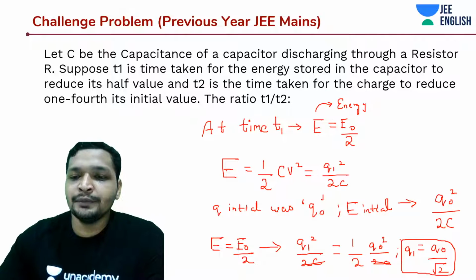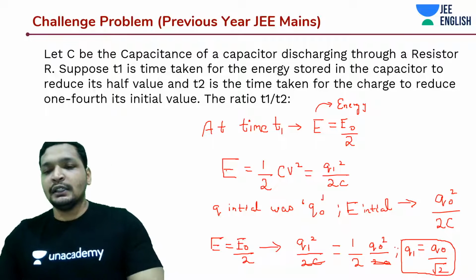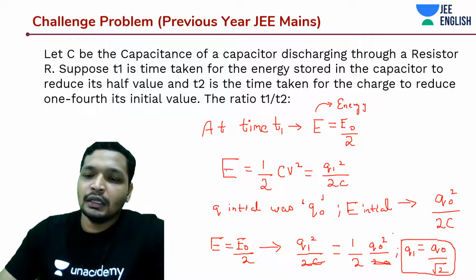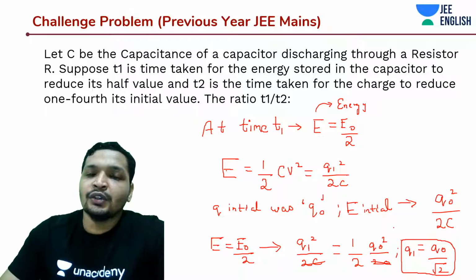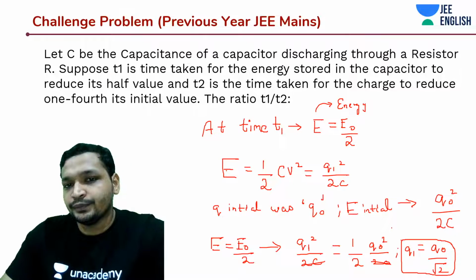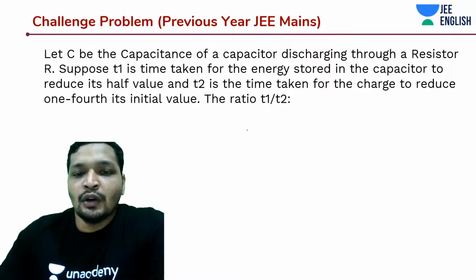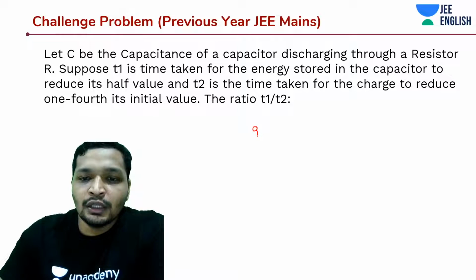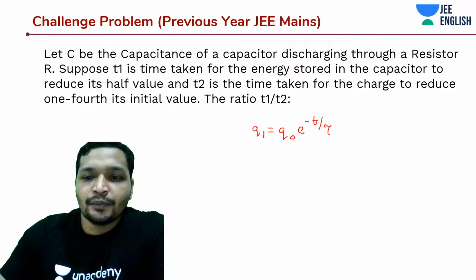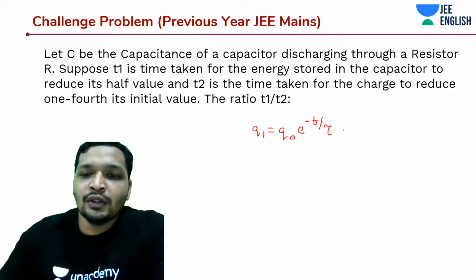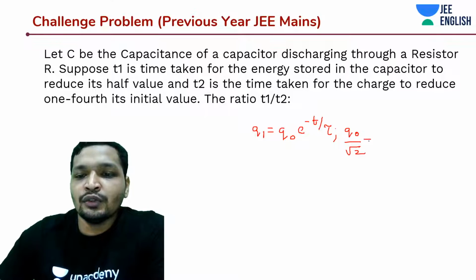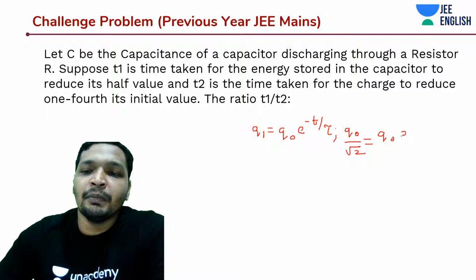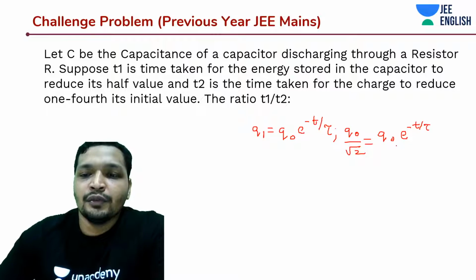So you got the value of Q1, and we need to basically put this into the discharging charge equation, which is nothing but Q is equal to Q0 e to the power minus t by tau. Let's analyze that. What is the time t1 is what we have to find out. We know that Q1 is equal to Q0 e to the power minus t by tau, and how much is Q1? Q1 is nothing but Q0 under root 2. Q0 under root 2 is equal to Q0 e to the power minus t by tau, right?